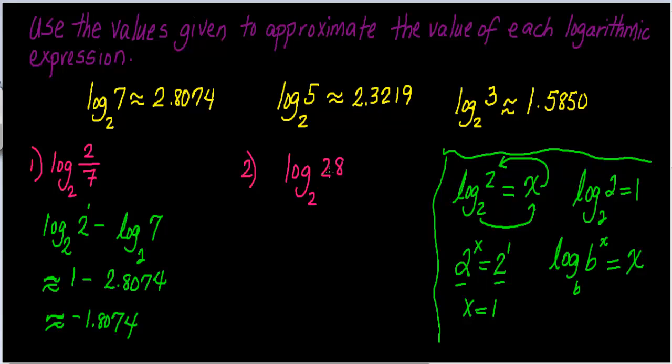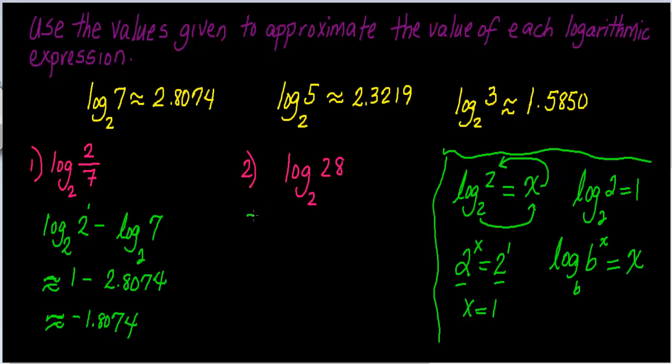For this one, log base 2 of 28. Well, I don't have log base 2 of 28 as a given value in the information they gave me, so I'm going to have to break up 28 into two factors that I can use. I have log base 2 of 7. 7 is a factor of 28. And I don't have 4, but I know 4 I can break up into 2, and since it's base 2, I can probably work with that.